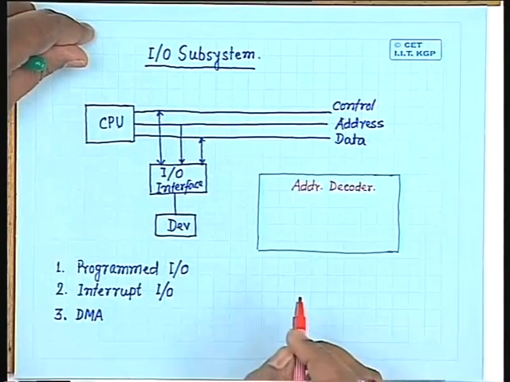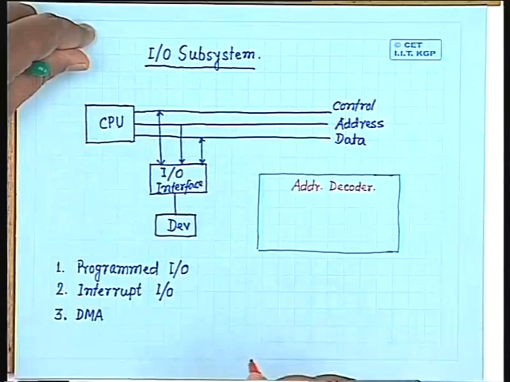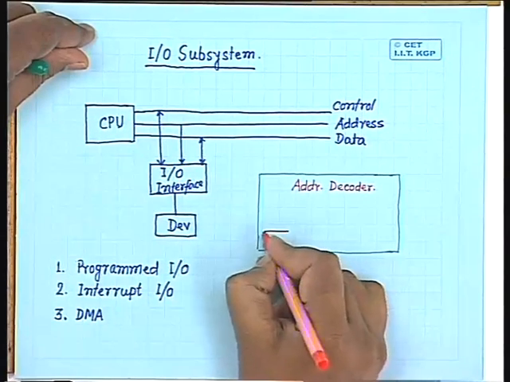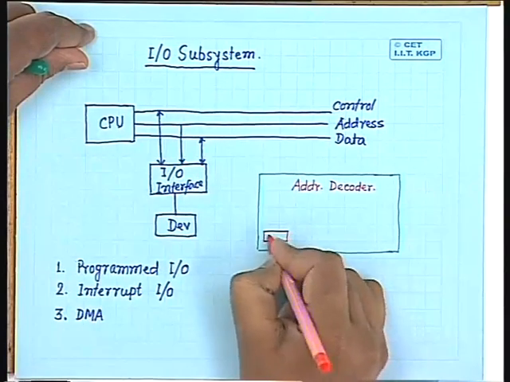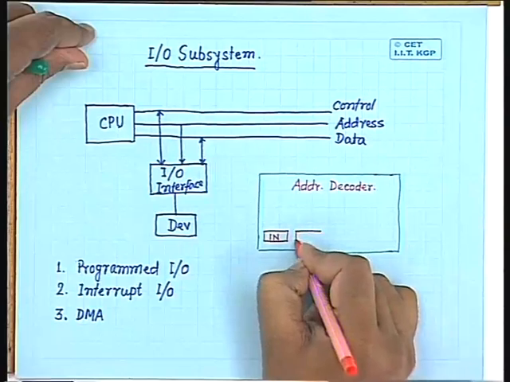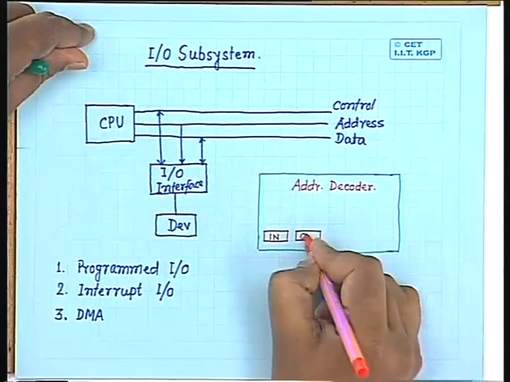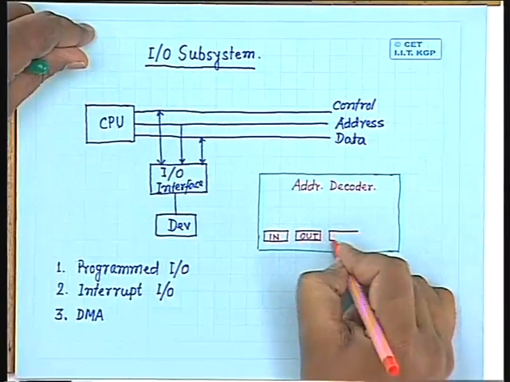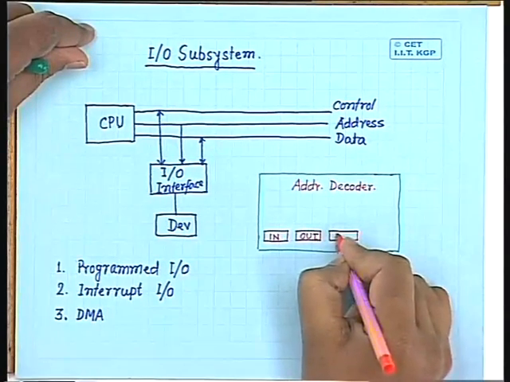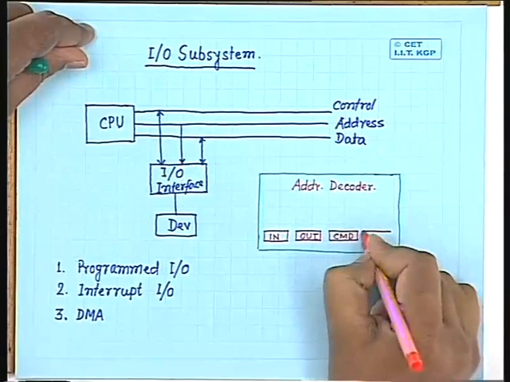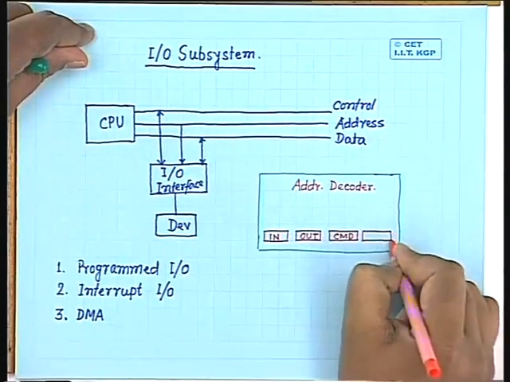Okay. And you might be knowing that there are some other units which are known as, say, in register, out register, then I have to have what is called a command word, and I have to have another one called status word.